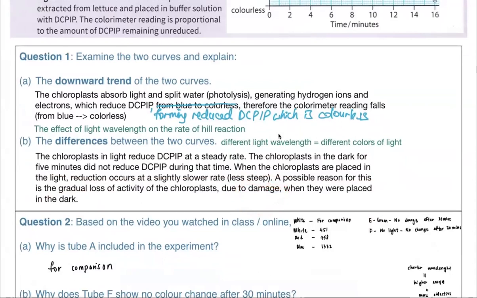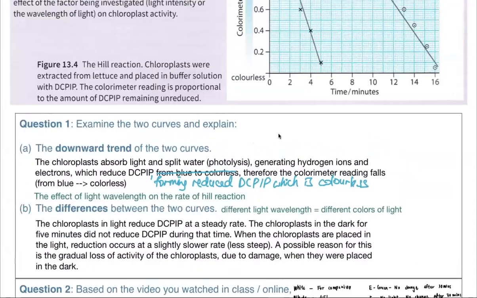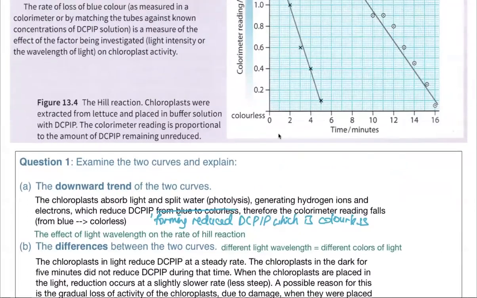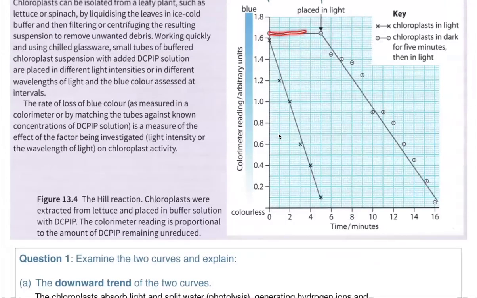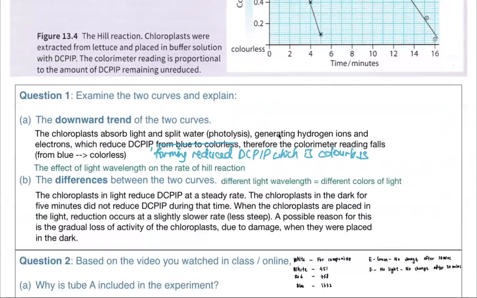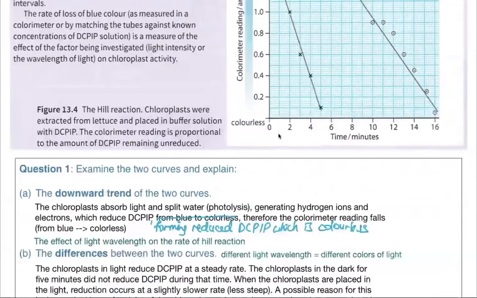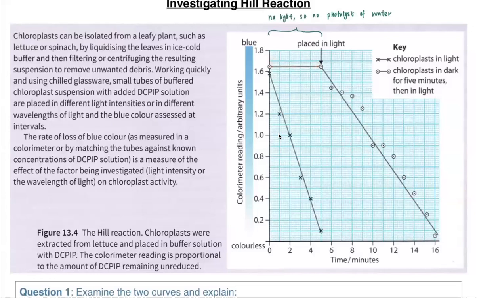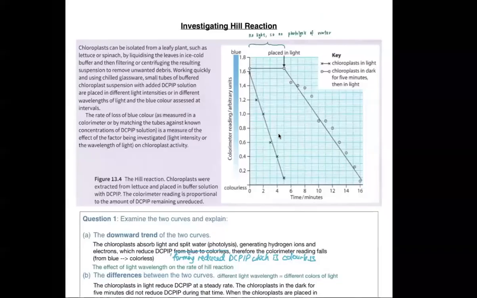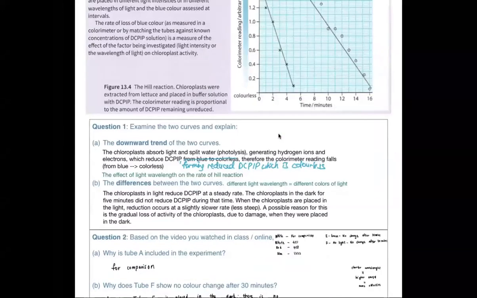Of course, here it is also trying to explain this trend. Here it is steady. Why is it steady? Because in the dark, it doesn't reduce DCPIP, so it doesn't release electrons. So DCPIP is not reduced, therefore color intensity remains largely unchanged. That is the reason why.